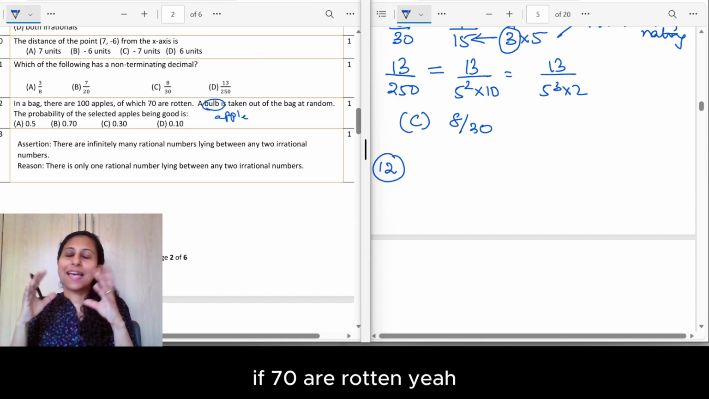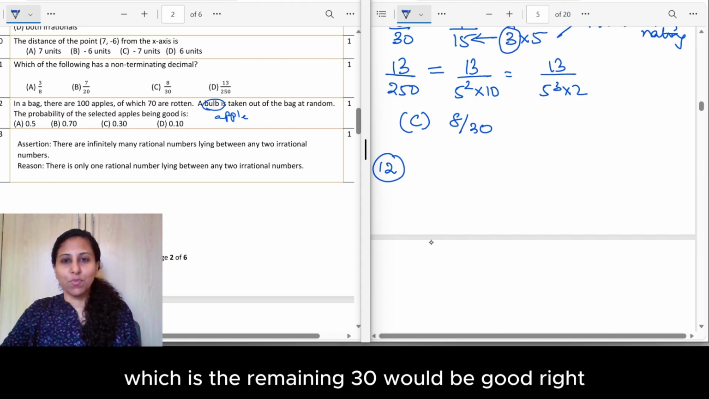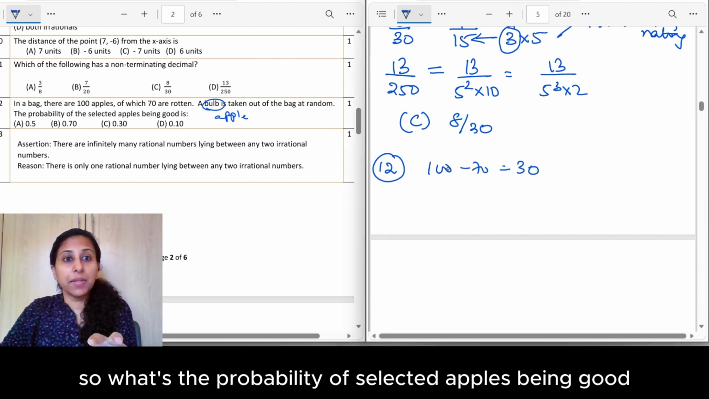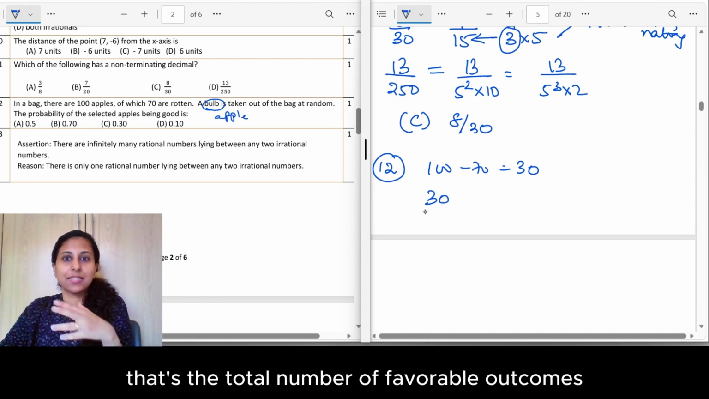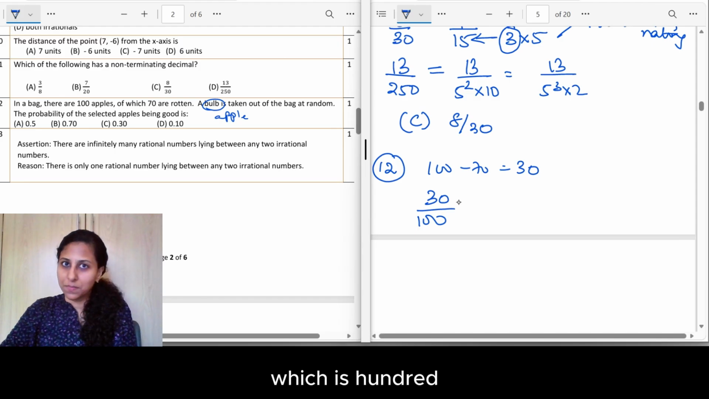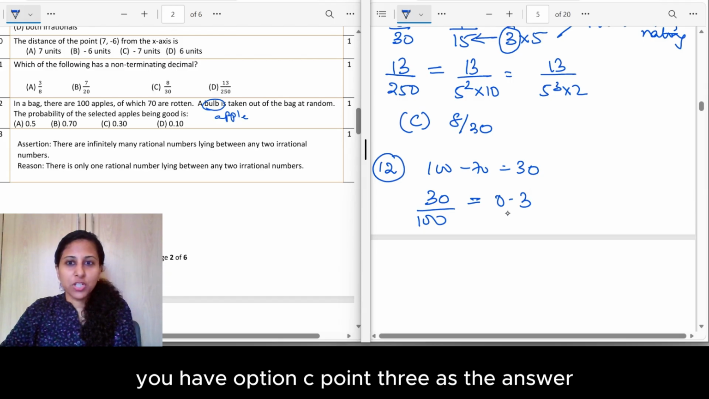If 70 are rotten, exactly 70 are rotten. How many would be good? 100 minus 70, which is the remaining 30 would be good, right? So what's the probability of selected apples being good? It's just 30 good apples. That's the total number of favorable outcomes divided by total number of outcomes, which is 100. So you'll get 30 by 100 and that's 0.3. You have option C, 0.3 as the answer.